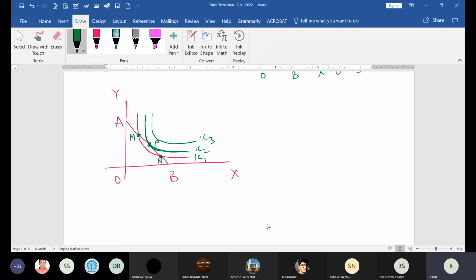So under a given situation, with limited money and specific prices of X and Y, if you purchase at P, then your utility will be maximum. When a consumer maximizes his or her utility under a given budget constraint, we say that the consumer will be at his or her equilibrium position. So P will give the consumer his equilibrium position. So this point is called consumer's equilibrium.